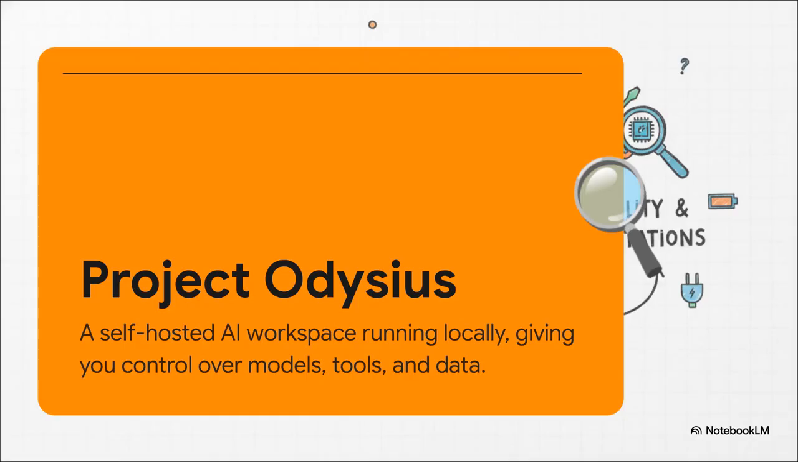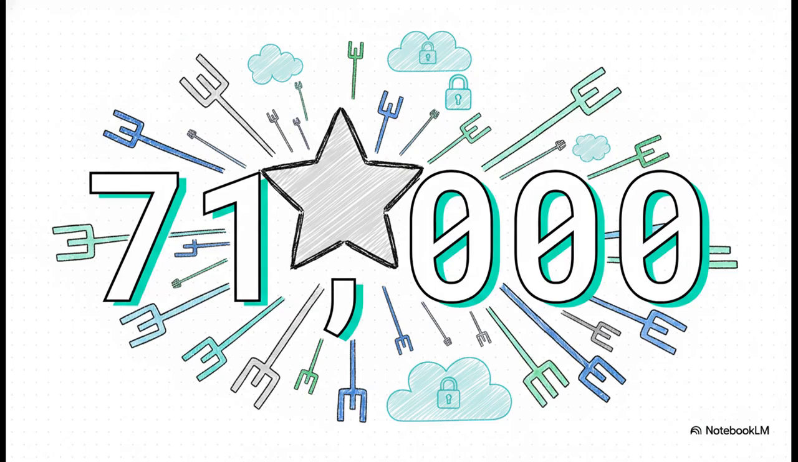So what exactly is Project Odysseus? Simply put, it's a self-hosted AI workspace running on your own machine, which gives you total control over your local models, tools, and most importantly, your data. Now, what's really interesting here is what this isn't. Odysseus isn't a brand new standalone language model. Instead, think of it as a unified interface. It's much like a traditional desktop app that pulls all your AI workflows, everything from chatting to calendar management, into one entirely private place. And let me tell you, the hype for this concept is very, very real.